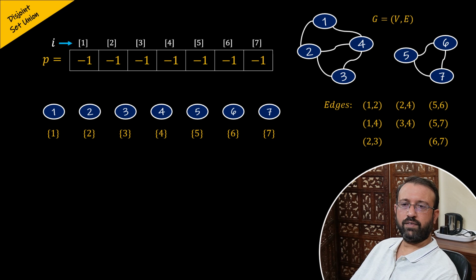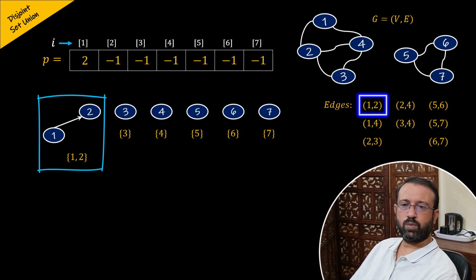So we have an edge between vertex 1 and vertex 2. Now we need to find whether vertex 1 and vertex 2 are in different sets. Vertex 1 belongs to set 1 and vertex 2 belongs to set 2. So they are in different sets. Therefore, we will perform union of set 1 and set 2. So now after the union operation, both the vertices 1 and 2 will be in the same set.